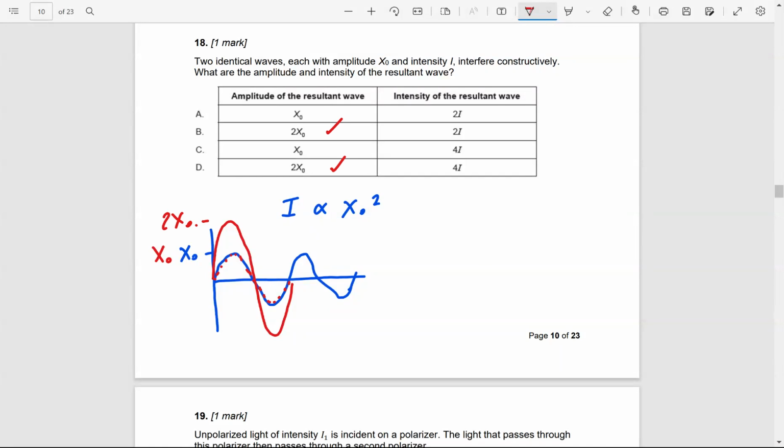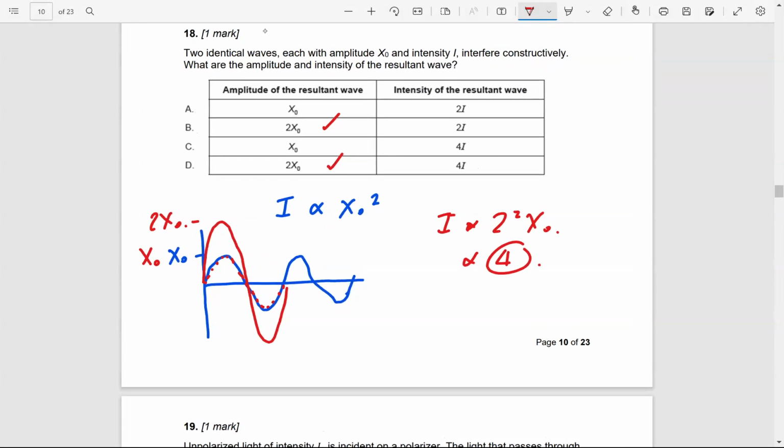Now, intensity is proportional to amplitude squared. So the intensity is proportional to 2 squared x0. So it's proportional to 4x0. So it's 4I0.